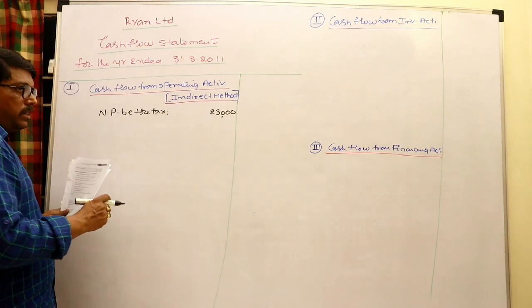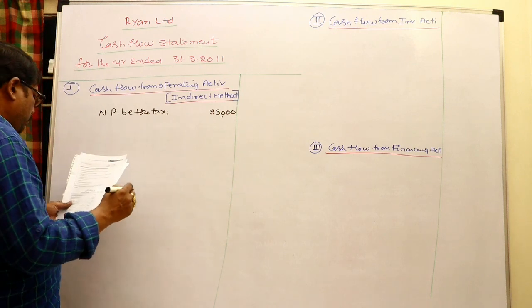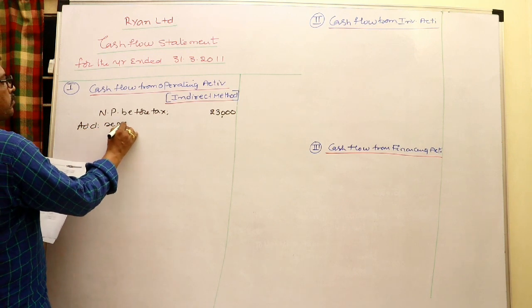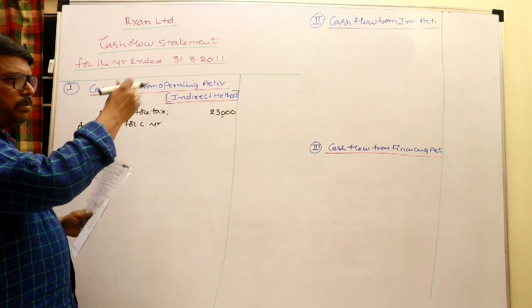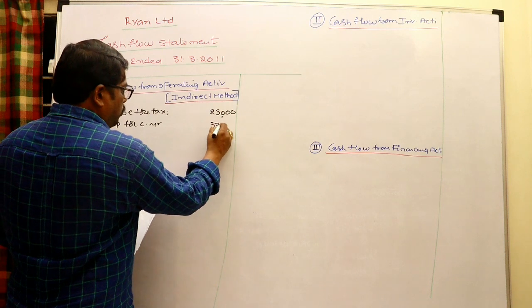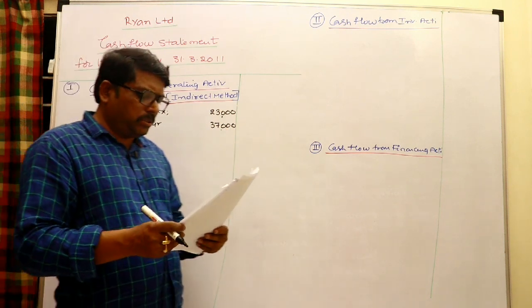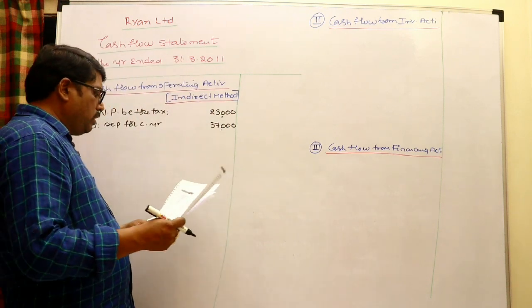Okay, first I would like to write non-cash items. I would like to add back depreciation and amortizations. Add depreciation for the current year. You can check it in the P&L and your provision for depreciation account also, it is 37,000. Depreciation and amortizations, non-cash items. Next, you can also go to your P&L account, all of them are provided.